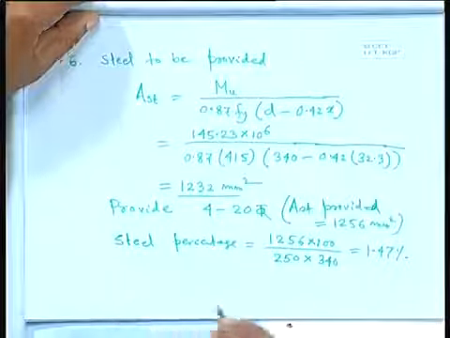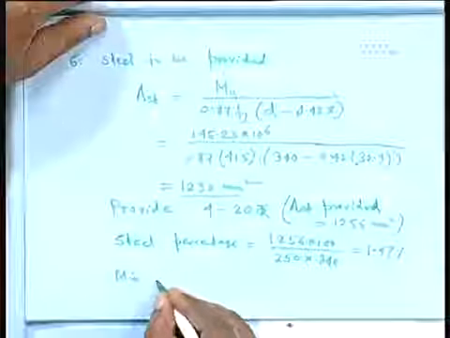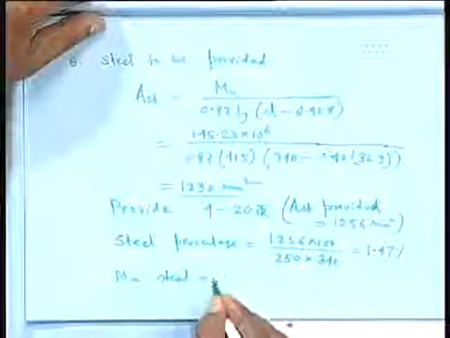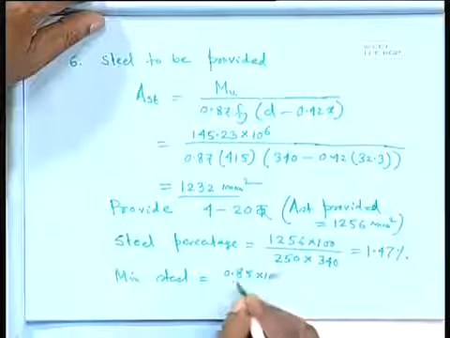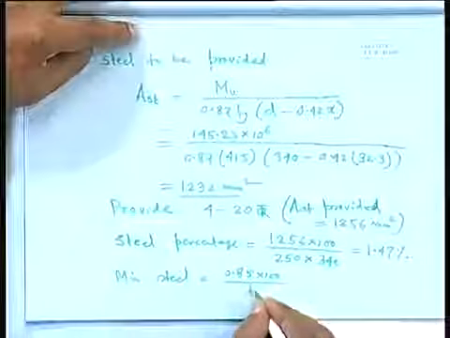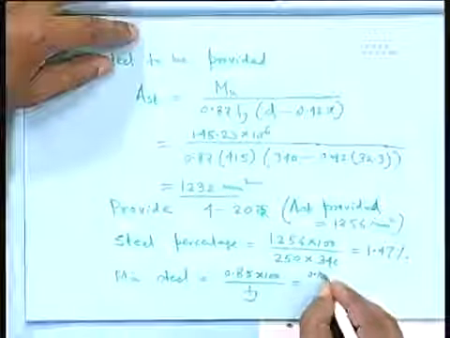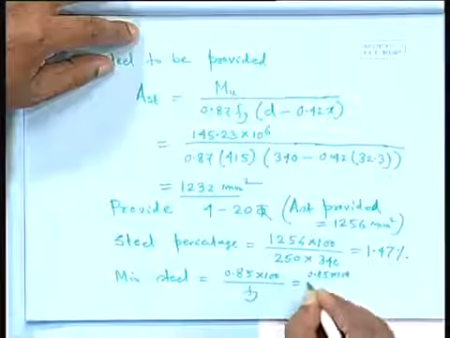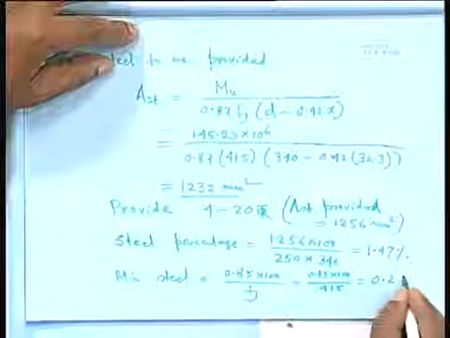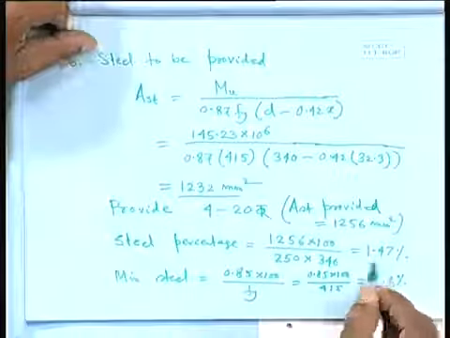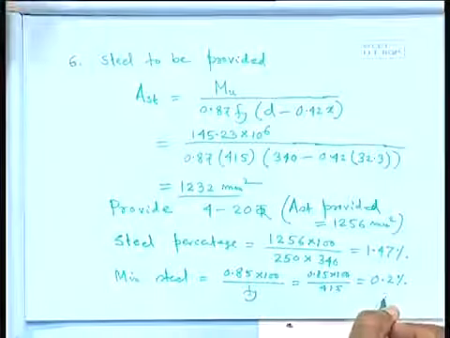Our code says that minimum steel should be 0.85 into 100 divided by Fy. So, this is what our code says. So, 0.85 times 100 divided by 415, which comes as 0.2%. So, the steel provided, that is 1.47%, is greater than the minimum steel required.